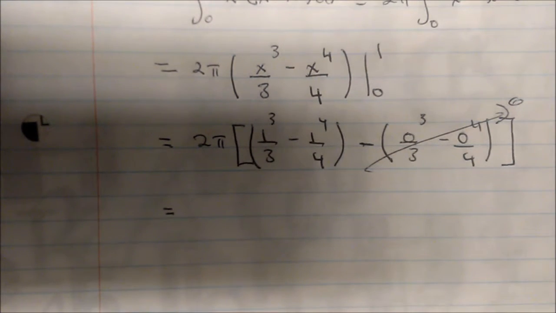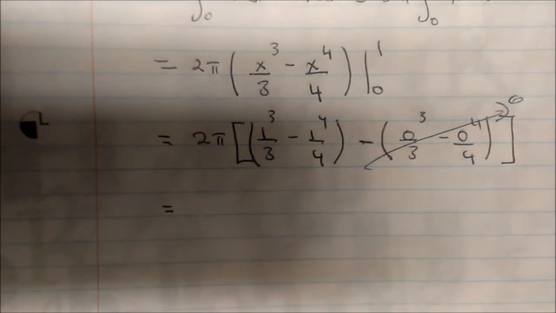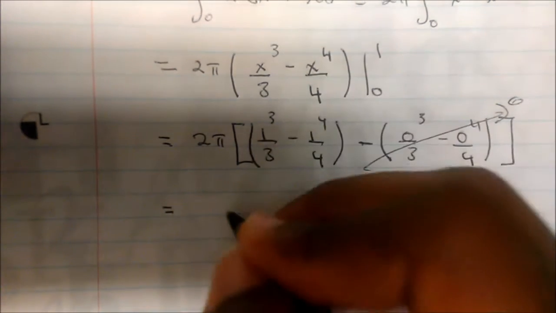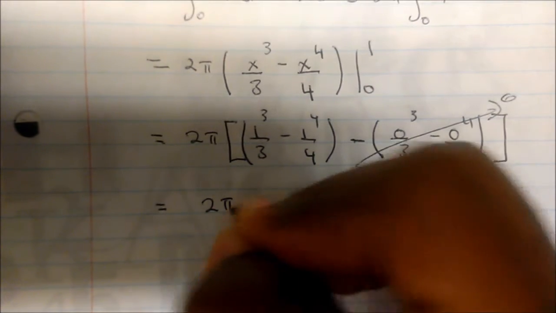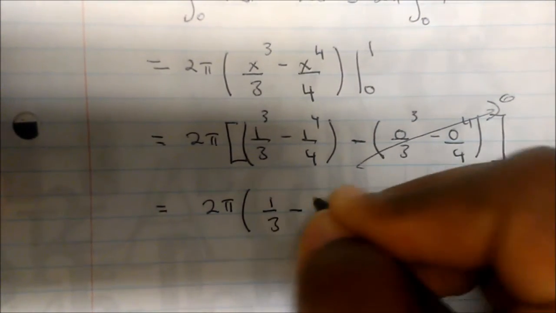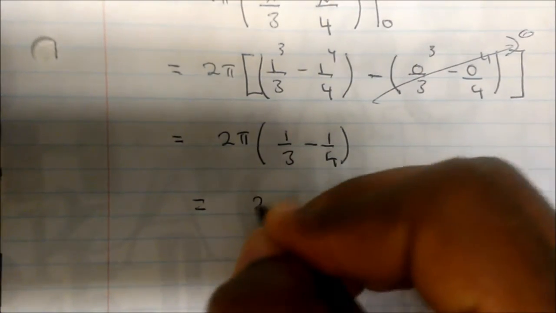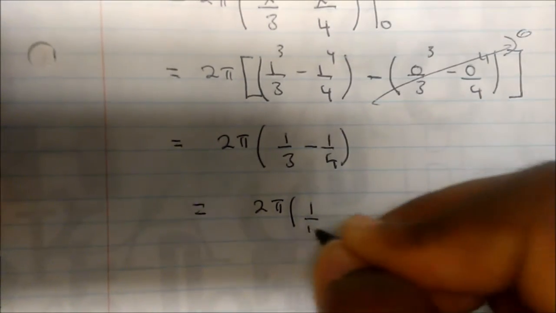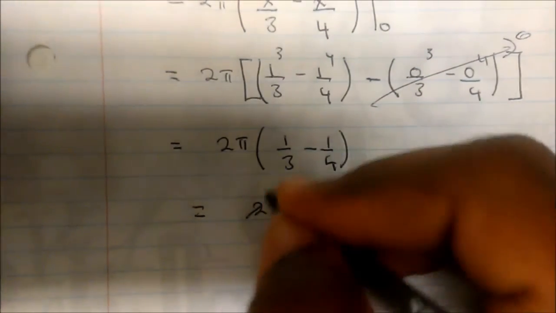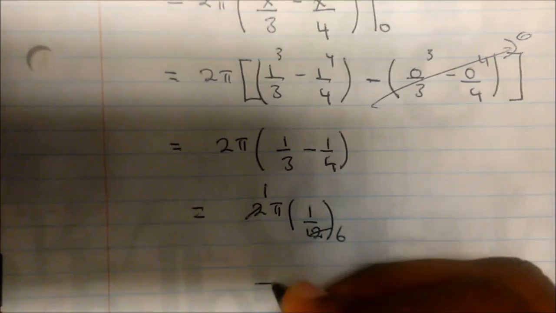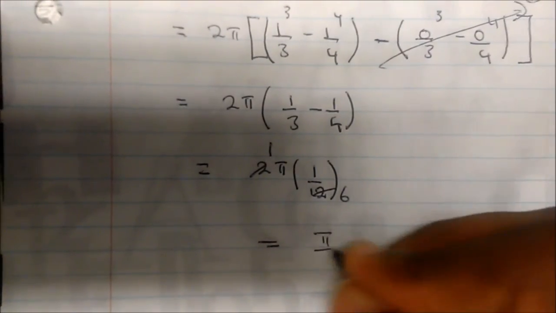And so if I'm looking at this, this will be simplified to 2 pi times 1/3 minus 1/4. Well, we know 1/3 minus 1/4 is just 1/12. So this is 2 pi times 1 over 12. And again, we could simplify: this becomes 1, this becomes 6. So our answer is just pi over 6.